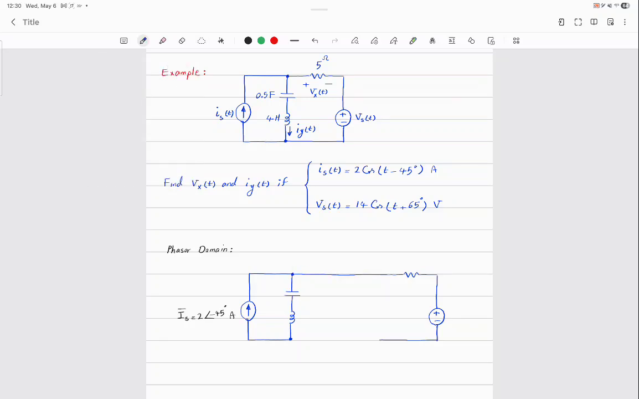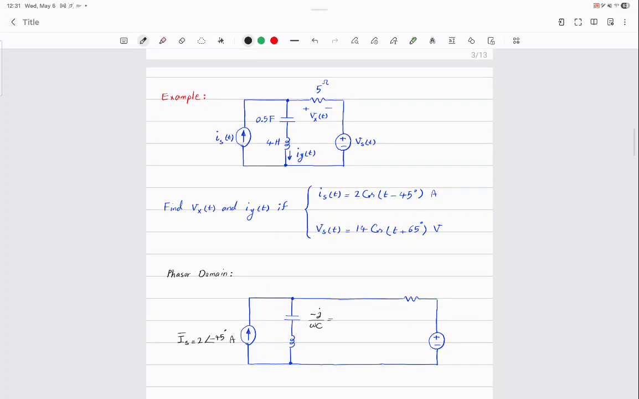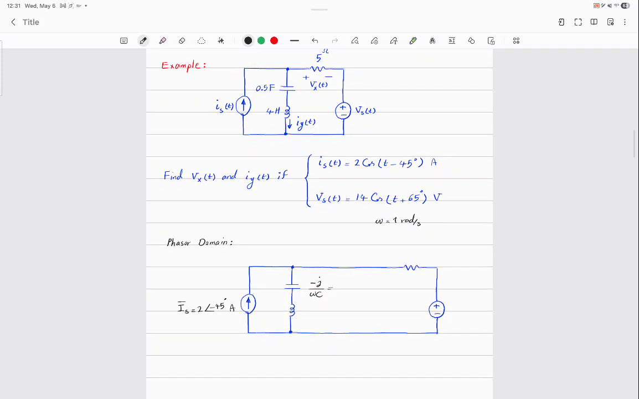Next, Aaron, capacitor value. Negative j over omega C, right? And give me the value that it gives. What is omega? 1 radian per second. Do you agree with that? The coefficient of t is your omega. So negative j over 0.5. So it's negative 2j ohms.